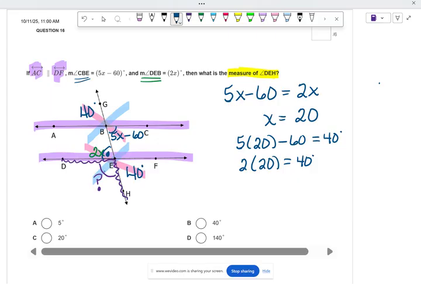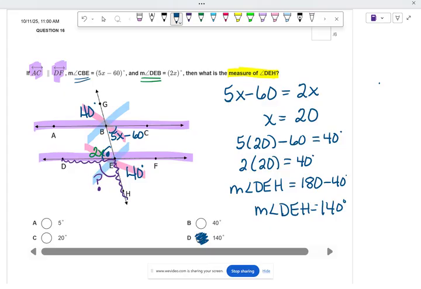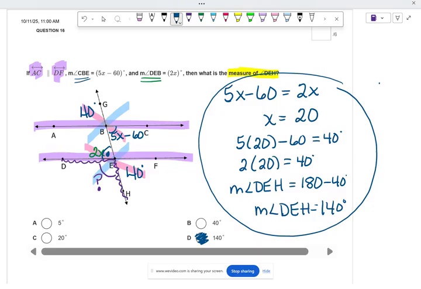But we don't need a pink angle, we need a blue angle. We know that pink and blue add up to 180. So to get angle DEH, we take 180 minus 40. That means the measure of angle DEH would be 140 degrees, which is answer choice D. Some of you got that right as far as choosing the correct answer, but you didn't show your work, so you didn't receive full credit. Once again, you have to show all of your calculations to justify your answer to receive full credit.